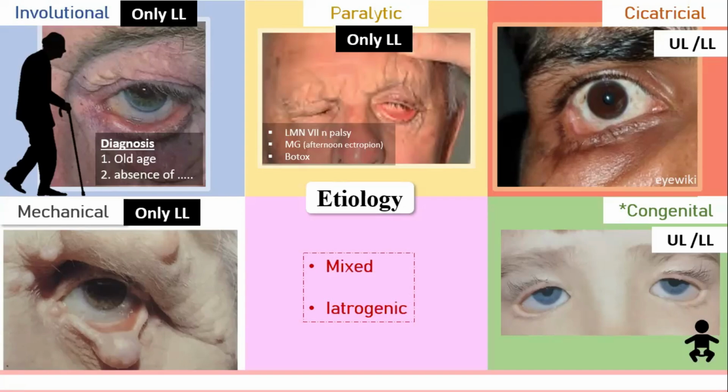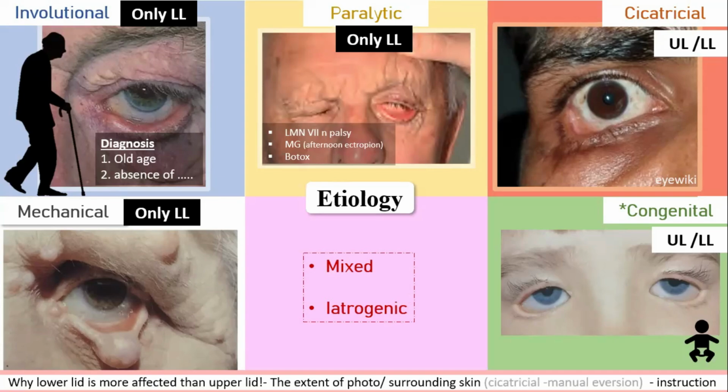And I said before, don't forget that we may have mixed etiologies in one case. We may have a patient with involutional ectropion, and also there is a mechanical component or cicatricial component, as I said before. And I mentioned also we have iatrogenic causes of ectropion. Generally speaking, the lower eyelid is more affected by the misalignment, whether it's entropion or ectropion, because the lower eyelid is less developed than the upper lid.